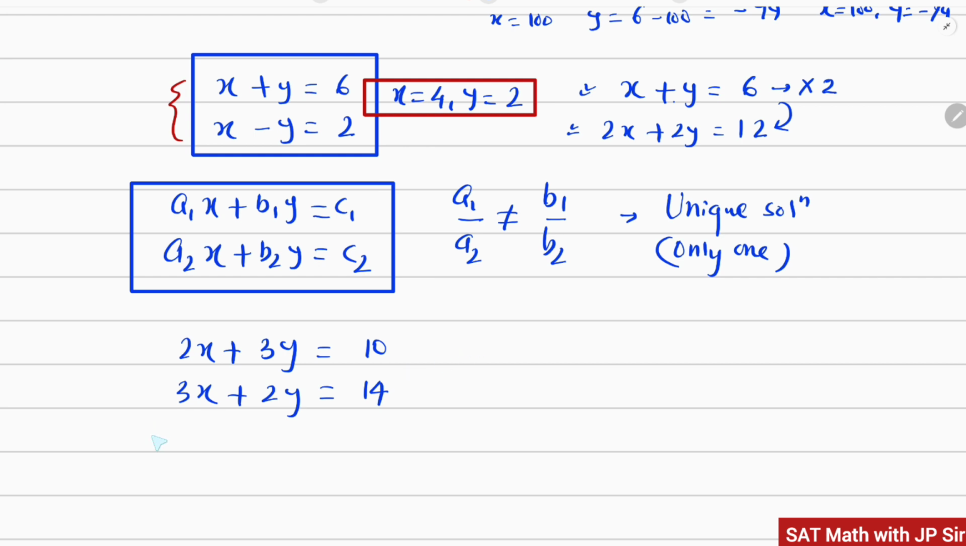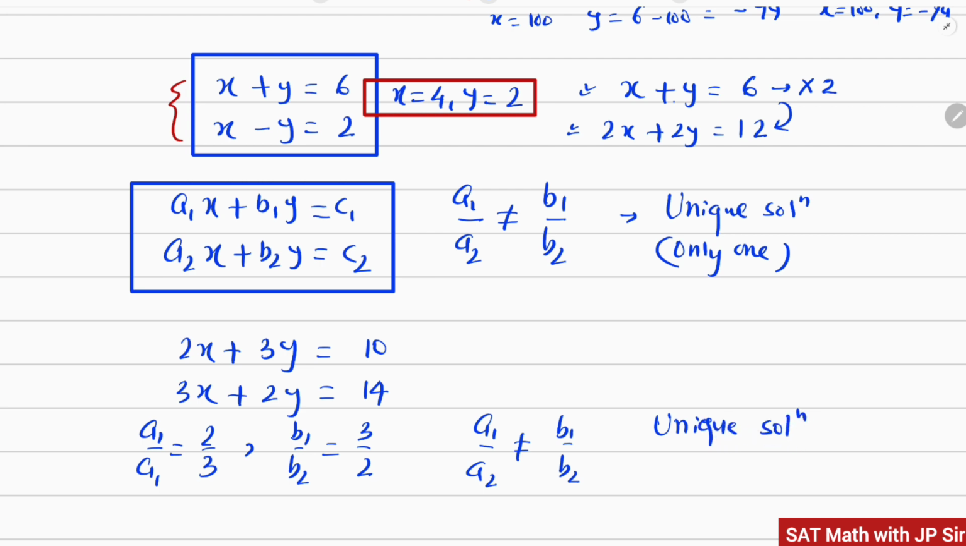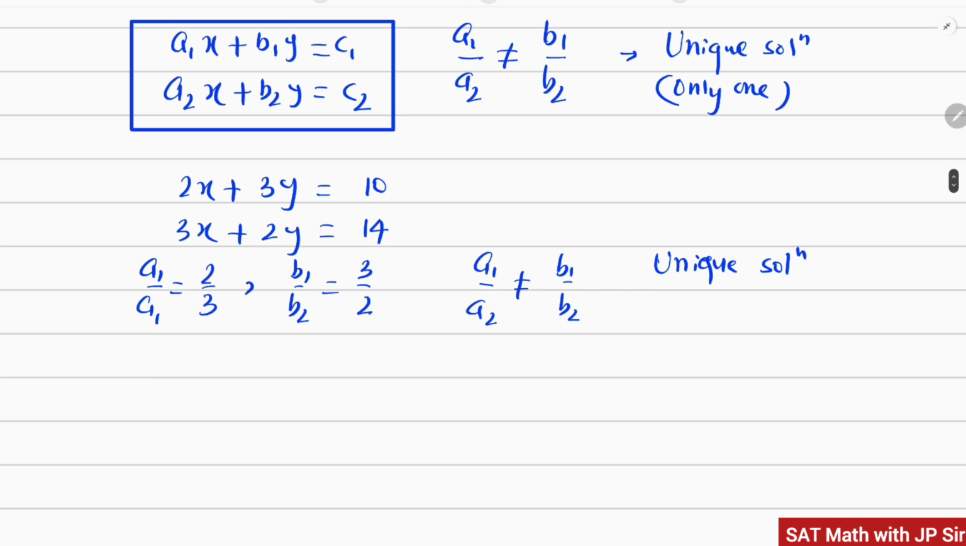So you can say here that a1 upon a2, I mean the ratio of the coefficients of x, is 2 upon 3. What about b1 upon b2? It is 3 upon 2. Clearly you can see that these are not equal. You don't have to go to this. Once you find out that these are not equal, you can say that a1 upon a2 is not equal to b1 upon b2. It means the pair has a unique solution. This is the case of unique solution.